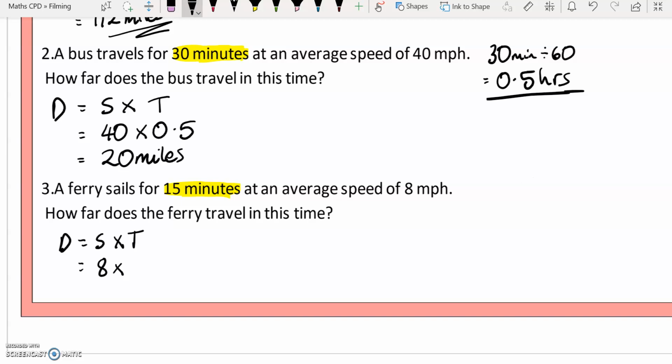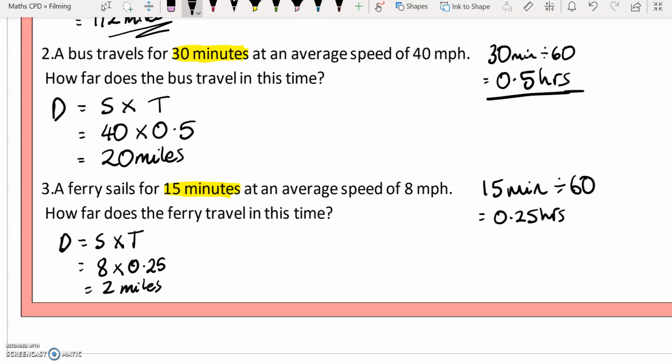So what we want to do is change this 15 minutes into hours. So we'll do 15 minutes divided by 60. And that's going to give us 0.25 hours. And we know that. That's a quarter of an hour. 15 minutes is a quarter. So the time is 0.25, a quarter of an hour. And 8 times 0.25 is 2 miles.